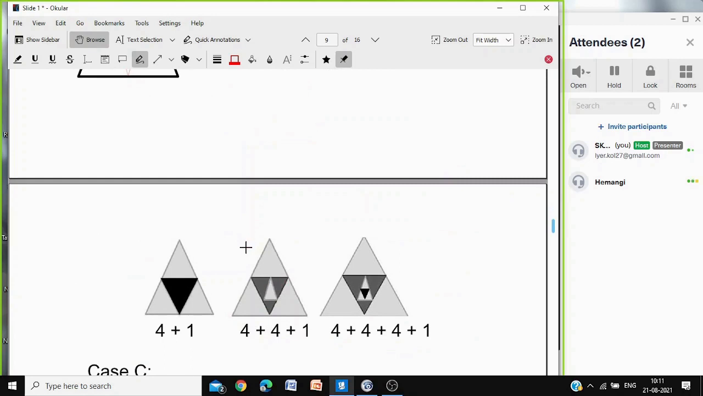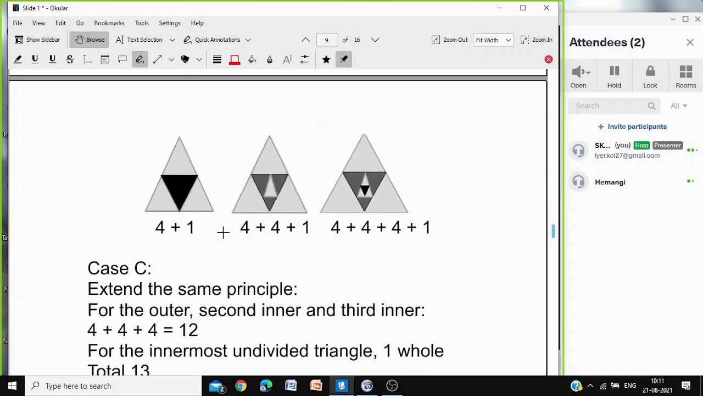Now the same logic we extend. So here 4 plus 1. Here two triangles divided, 4 plus 4 and 1 undivided 1. Here three triangles are divided, 4 plus 4 plus 4 plus 1. The last one undivided is 1. The ones which are divided are 4. So this one is divided 4. This one is divided 4. This one is also divided 4. This one which is not divided is 1. So you get a total of 30. Up till this okay?